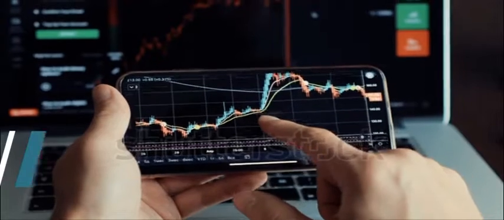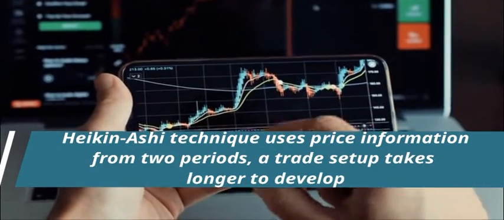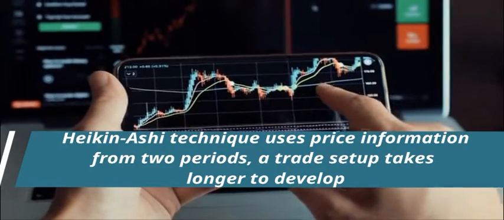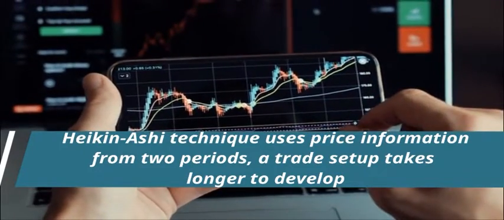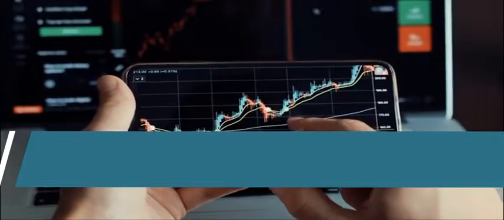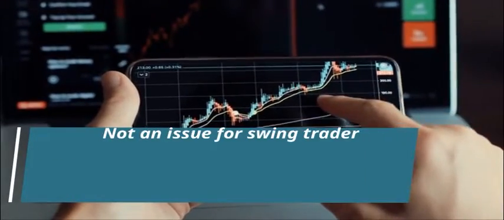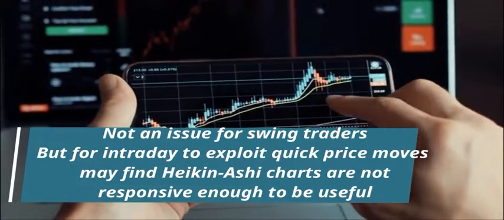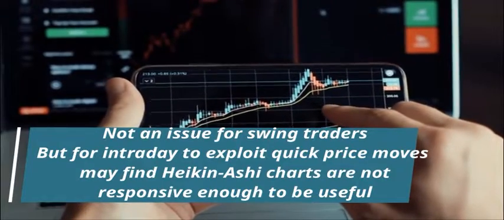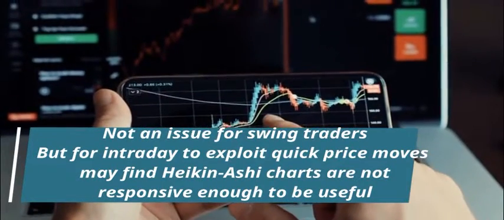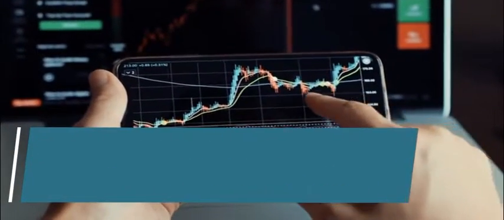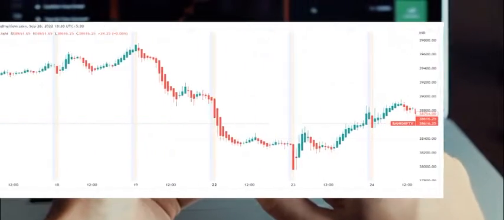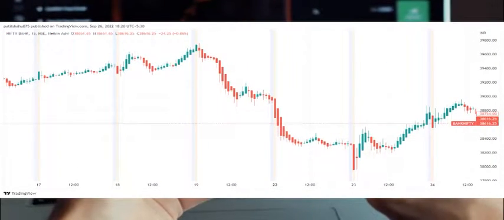Limitations of the Heikin-Ashi. Since the Heikin-Ashi technique uses price information from 2 periods, a trade setup takes longer to develop. Usually, this is not an issue for swing traders who have time to let their trades play out. However, day traders who need to exploit quick price moves may find Heikin-Ashi charts are not responsive enough to be useful. The average data also obscures important price information.